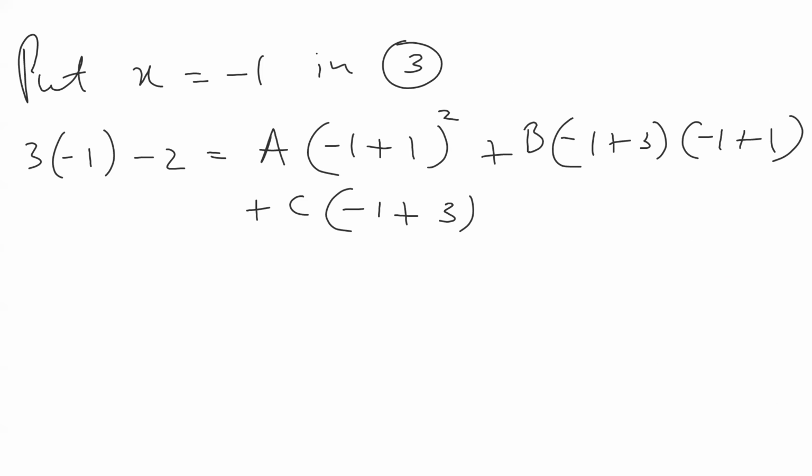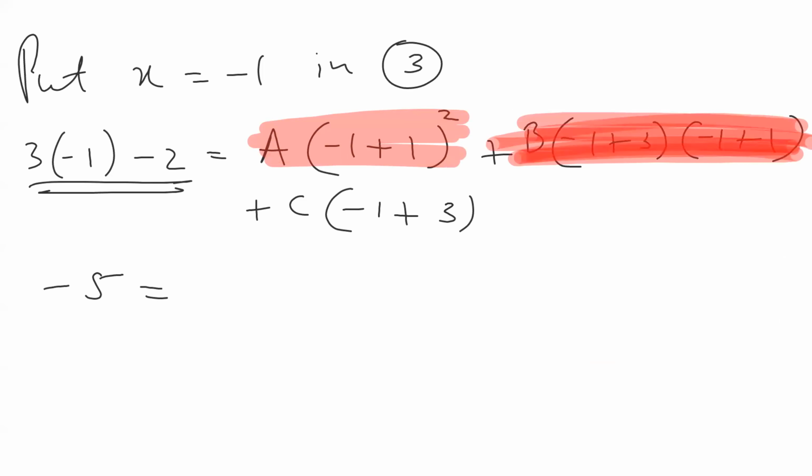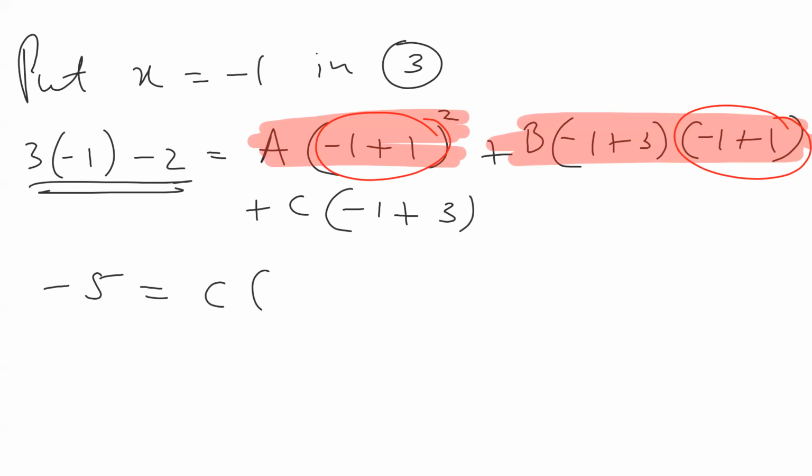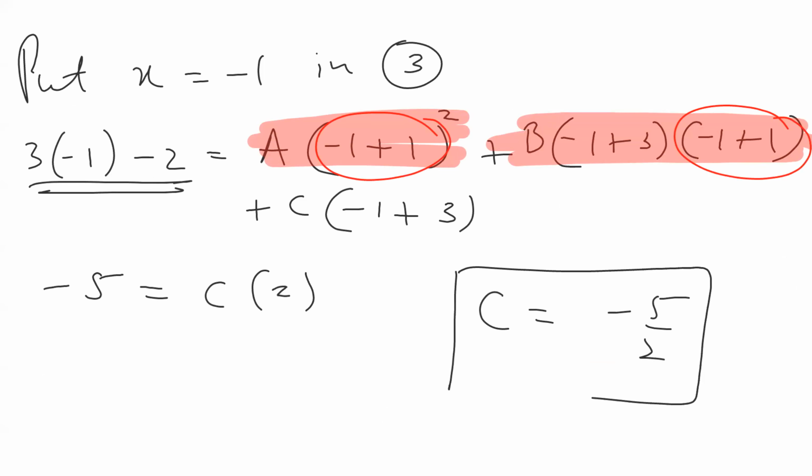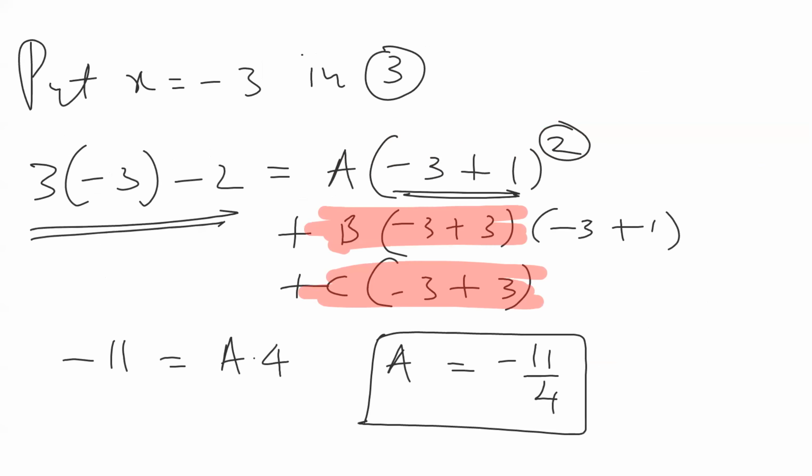Okay, so the left hand side will become minus 5. Here a is getting eliminated and b also is getting eliminated because minus 1 plus 1 is 0. We'll be left with only c into 2. So the value of c is minus 5 by 2. We got the value of a, we got the value of c.